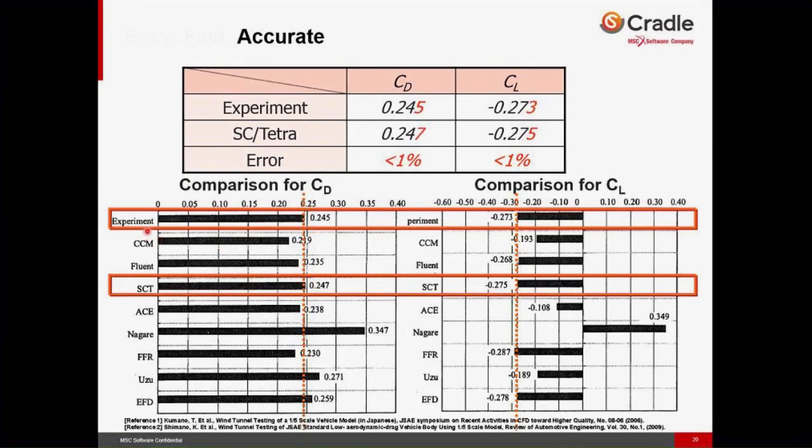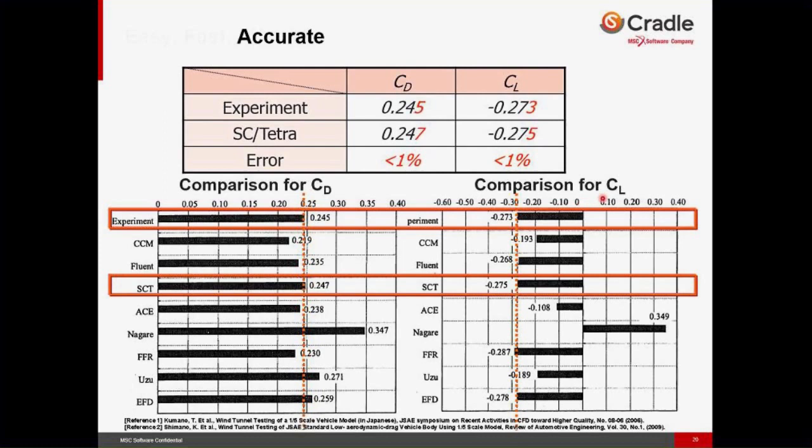Now, the chart below also shows the comparisons among different CFD software, starting with the experimental result on the top. This black bar, starting from 0, extends to 0.245. This red dotted line indicates the experimental result. One of our competitors under-predicted. Another software did a little bit better, but SCTetra performed even better, actually the best.